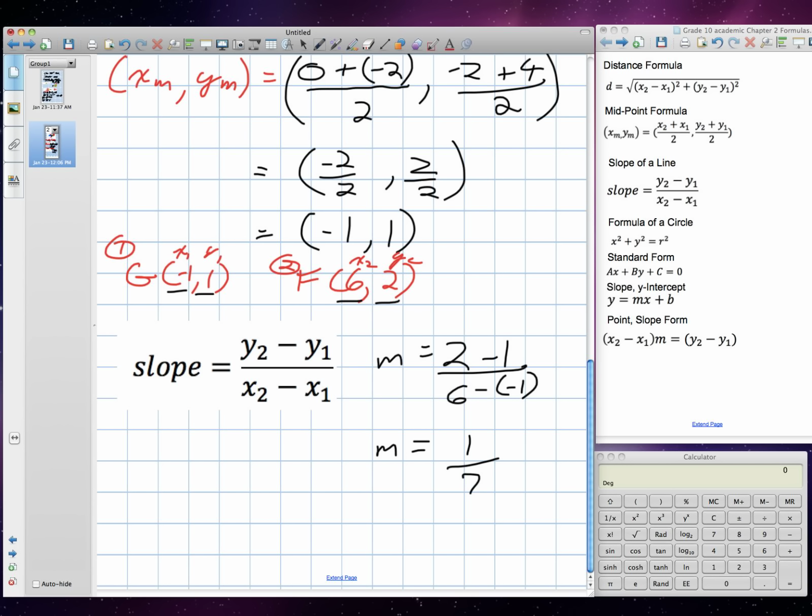Now I have the slope and I have 2 points. We could use point slope, but I've actually just shown you how to do that. So instead I'm going to put it into slope y-intercept form and then solve for b, just so you guys have a variety of ways to solve things.